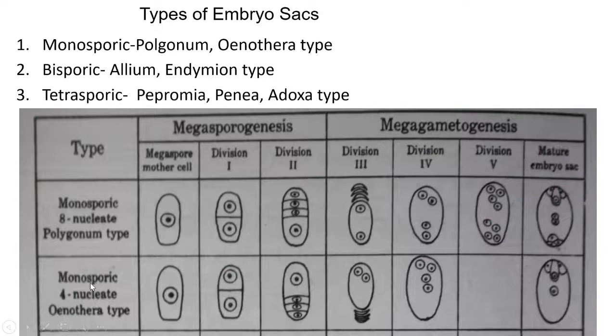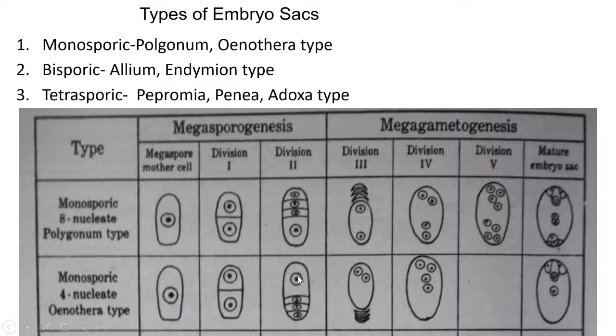The second example of monosporic is Oenothera. What happened in this case? In megasporogenesis, the megaspore mother cell divides by meiosis first to develop 2 haploid megaspores. Then meiosis second gives 4 haploid megaspores. Now in this case, the lower 3 megaspores degenerate.